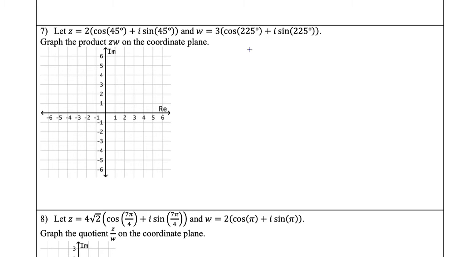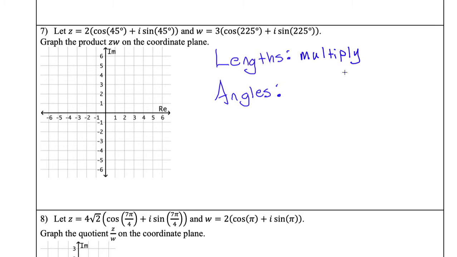I think you guys can get this, it's not too hard. Whenever I'm multiplying, if I'm taking the product, what are you doing with the lengths and what are you doing with the angles? If I multiply these two complex numbers in polar form, the lengths I'm going to multiply, and the angles I'm going to add. I add the angles and I multiply the lengths.